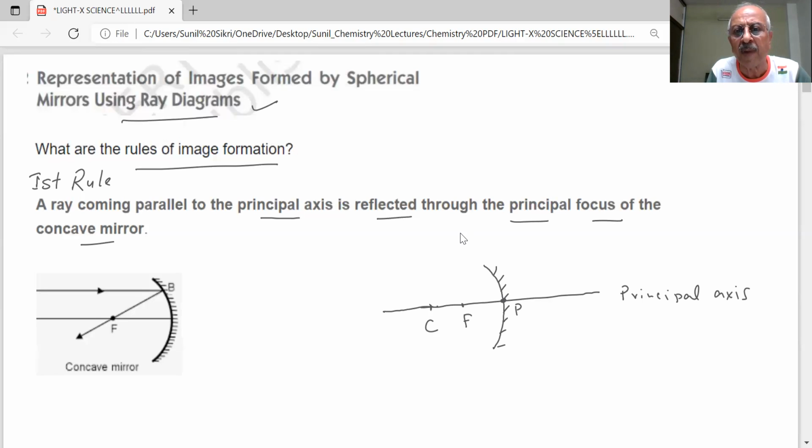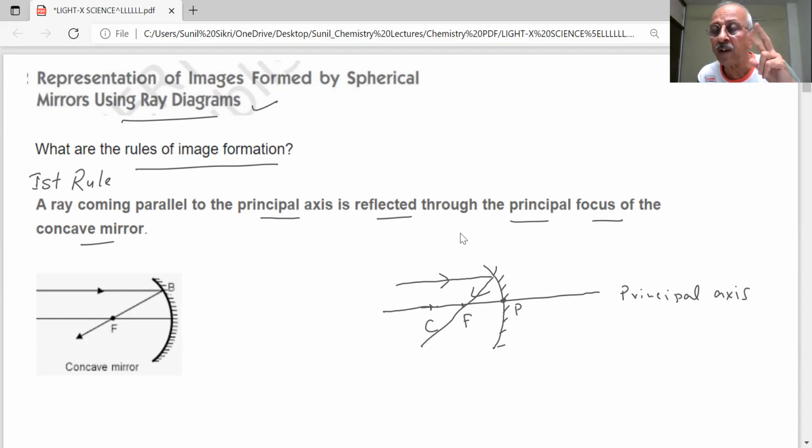What is the first rule? Any ray which is coming parallel to the principal axis. This is the principal axis. Draw a ray parallel to the principal axis. This ray is parallel to the principal axis. Where will it pass from? Focus. From the focus. Then you draw this ray. Can you draw it now? This is my first rule.